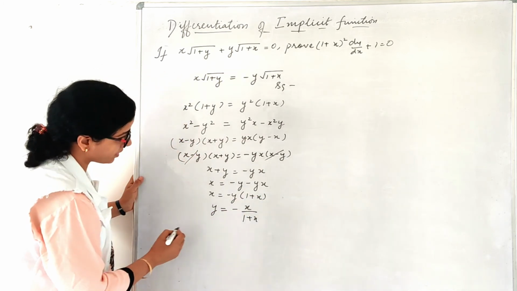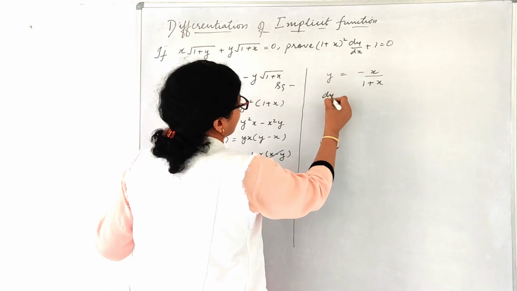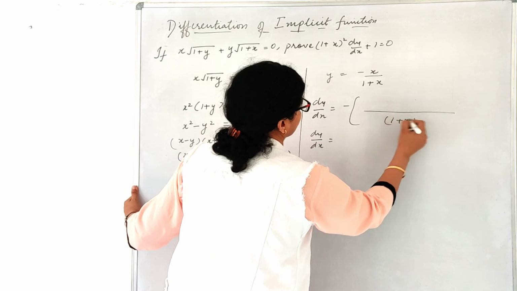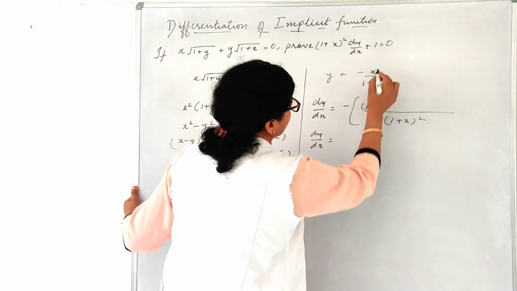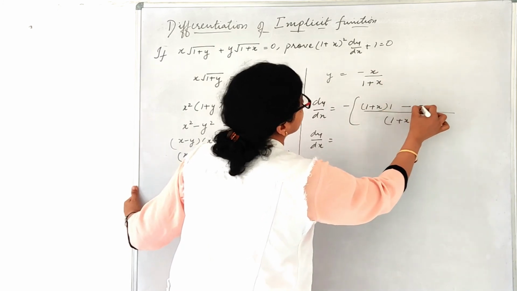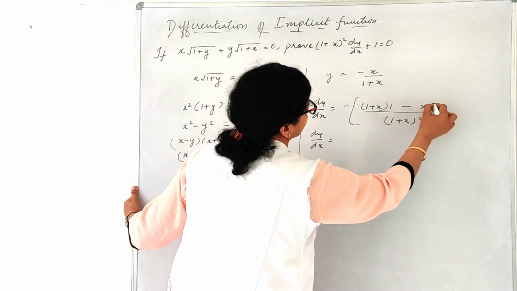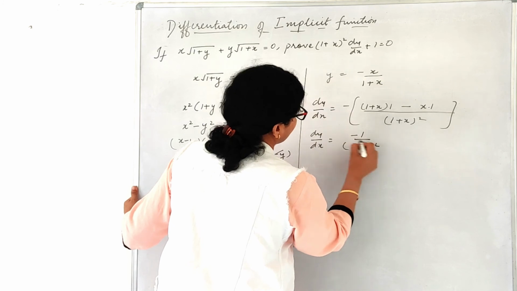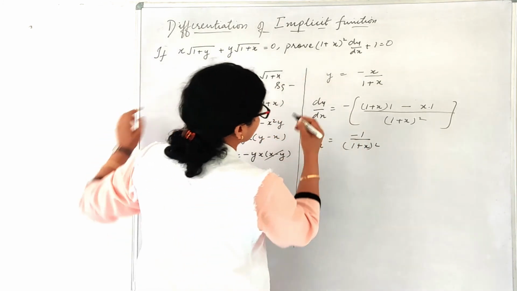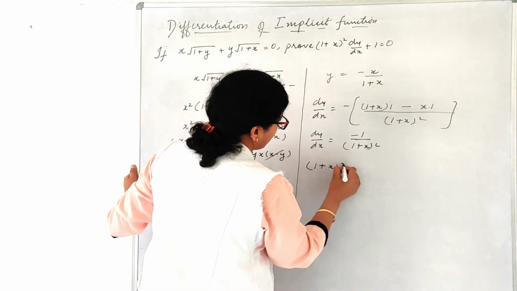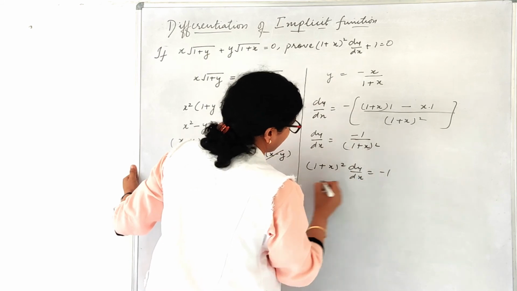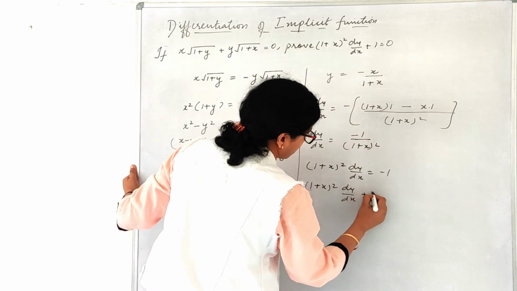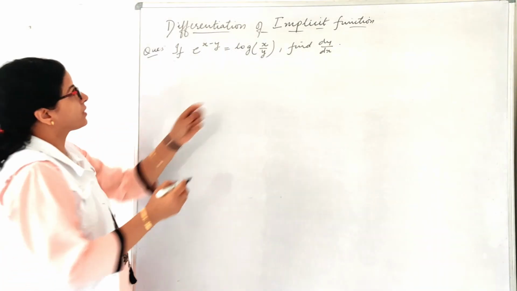I can find out my dy by dx using the quotient rule. So dy by dx is equal to minus, over 1 plus x whole square: denominator as it is, differential of the numerator is 1, minus numerator as it is, differential of the denominator is 1, right? If you solve, you are getting minus 1 upon 1 plus x whole square. Now let us take what we want. We want 1 plus x whole square dy by dx equals minus 1. So 1 plus x whole square dy by dx plus 1 is equal to 0. So now let us take this question.